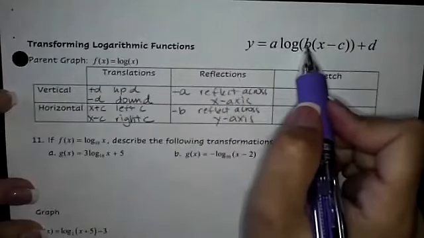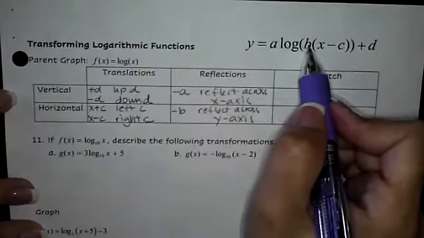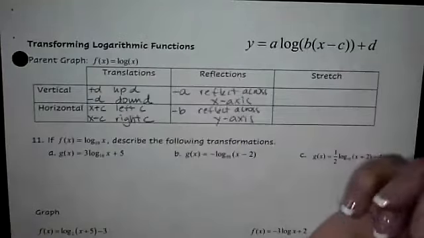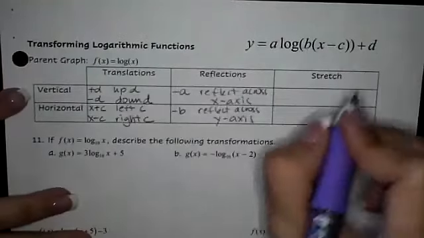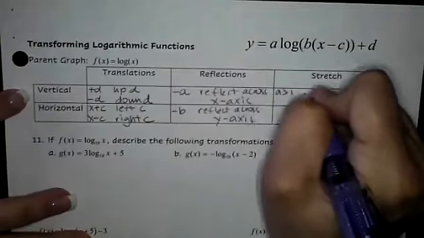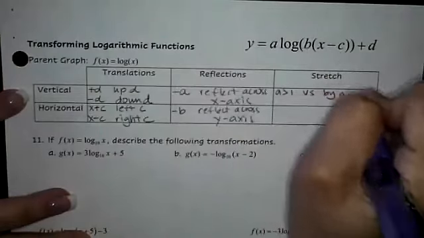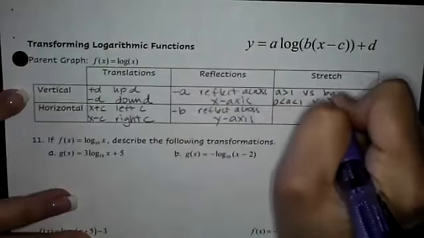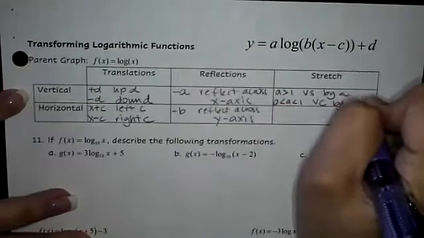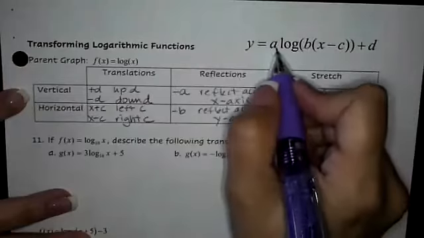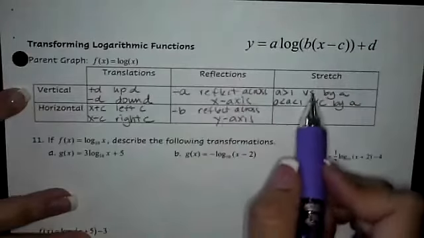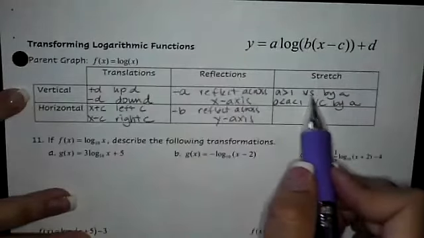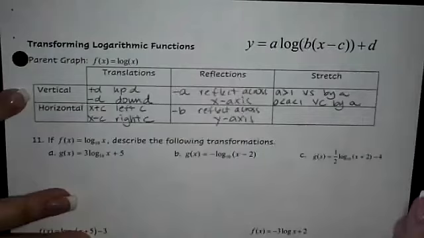And so that's here. If the negative is right in this part of the equation, then it's going to reflect it across the Y. For our vertical stretching and compressing, if A is greater than 1, it is a vertical stretch by A. If A is between 0 and 1, it is a vertical compression by A. That is the scale factor right there. And it is a vertical stretch if it's bigger than 1 and a vertical compression if it's between 0 and 1. We're just talking about the numbers.